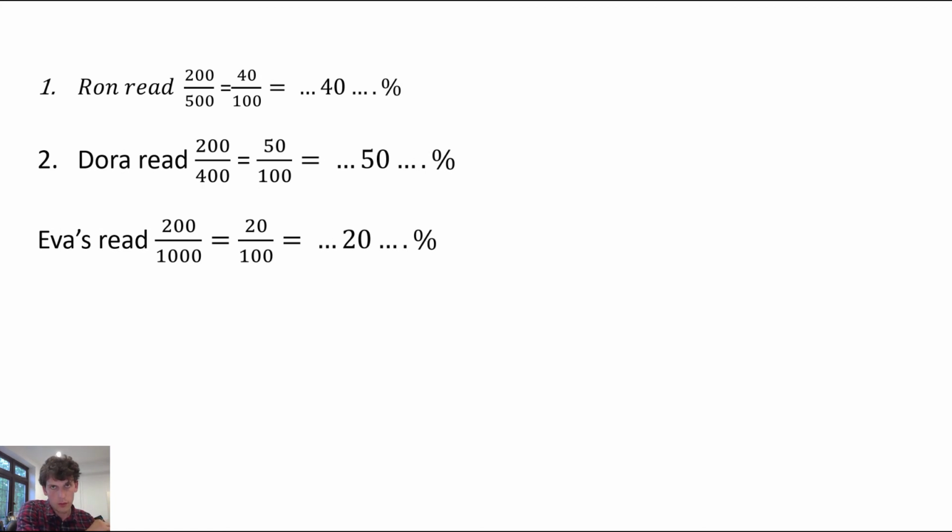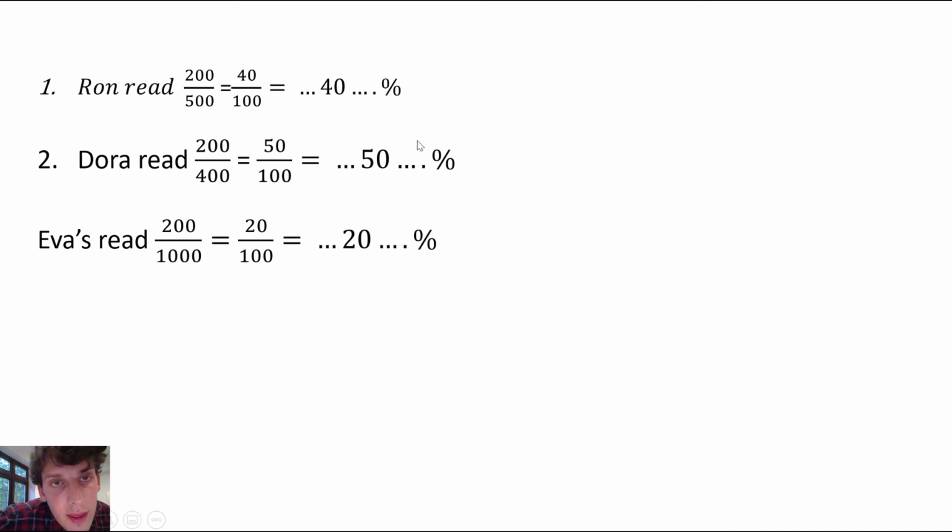Welcome back to your answers. So Ron read 200 out of 500 pages. As a percentage, so out of 100, that is 40 over 100, which is equal to 40%. Dora read 200 out of 400 pages. As a percentage out of 100, that is 50 over 100, which equals 50%. Eva read 200 out of 1,000 pages. 200 out of 1,000 as a percentage is 20 over 100, which is 20%.